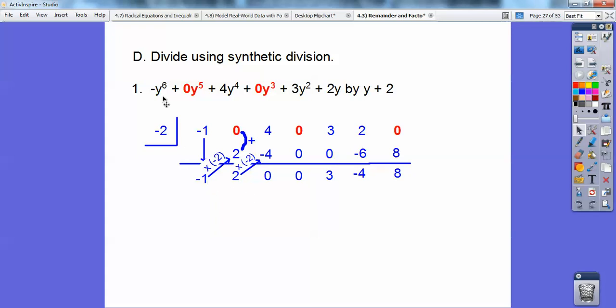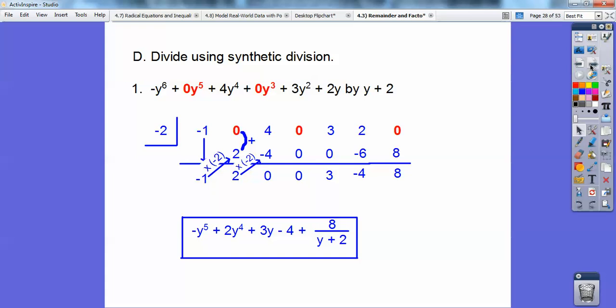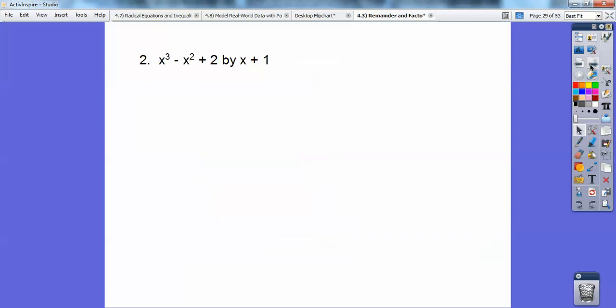So since this is y to the 6th, this is going to be negative y to the 5th, 2y to the 4th, 0y to the 3rd, 0y squared, 3y minus 4, plus the remainder 8 over what I was dividing by, y plus 2. Okay, there it is right there. All right. Okay, same thing.